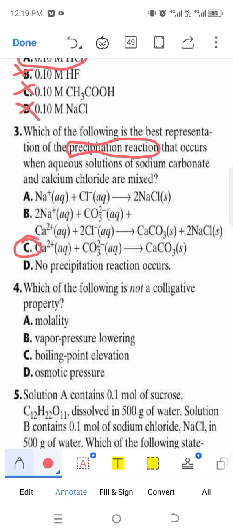Question number 4, which of the following is not a colligative property? This was one of the questions in the quiz which we have done. Of course, molality is not a colligative property.